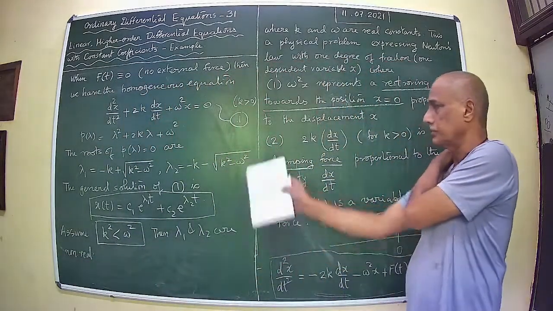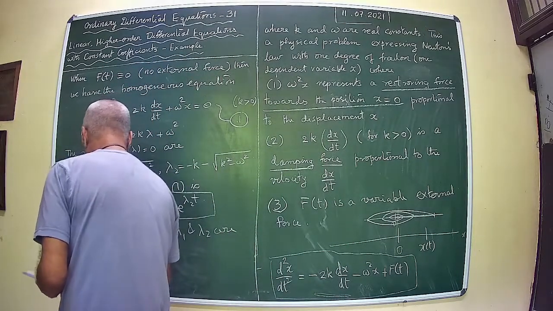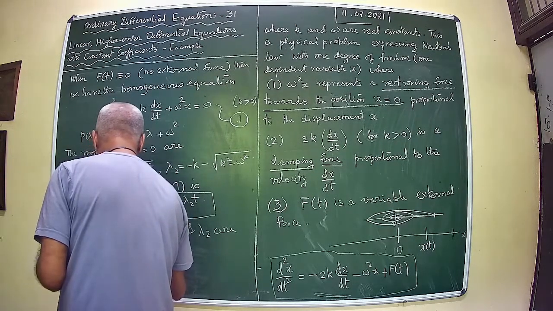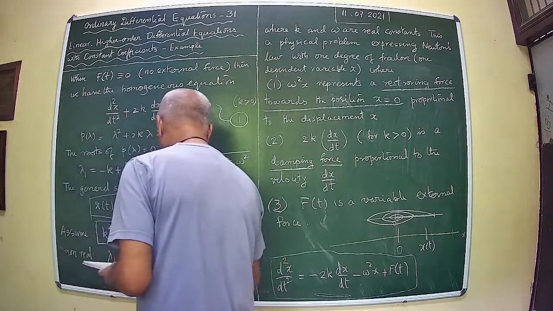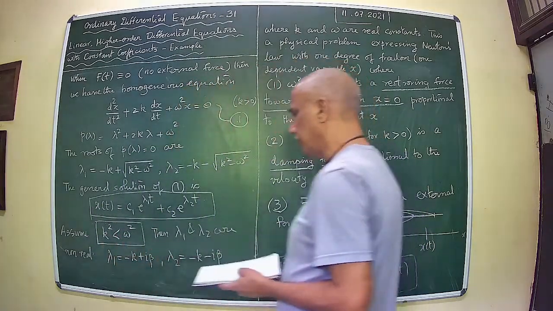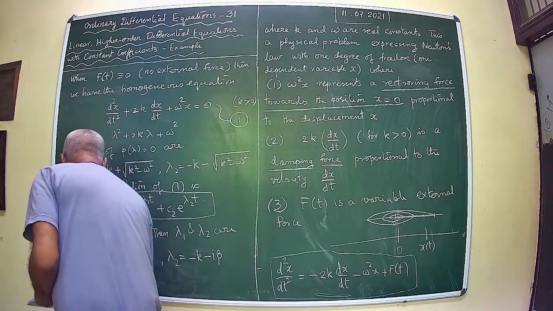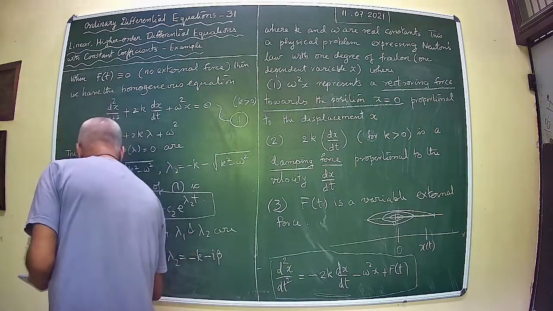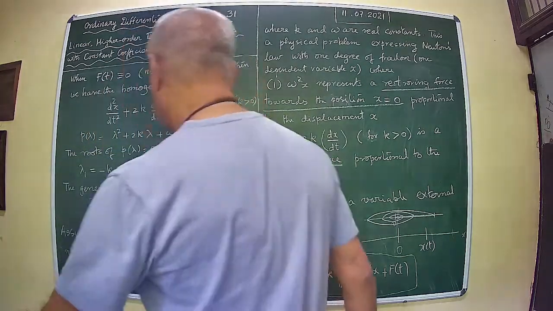Okay, because of the square root term that comes there, we can write lambda 1 equal to minus k plus i beta, and lambda 2 equal to minus k minus i beta, where beta square is equal to k square.